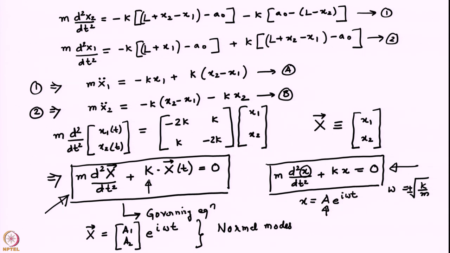Also notice that this matrix is a symmetric matrix. It is a good idea to think about why it is a symmetric matrix. So, now let us substitute our normal mode approximation into the governing equations A and B. As expected, it will lead to algebraic equations and we have to solve those algebraic equations. So, let us do that.